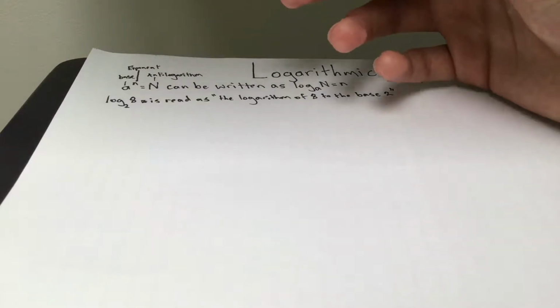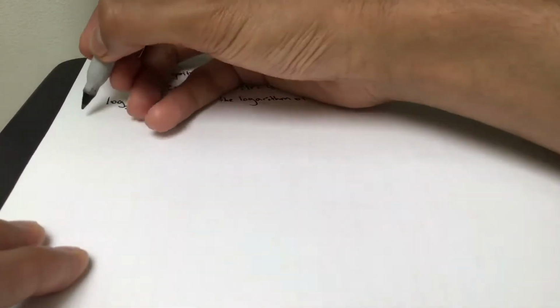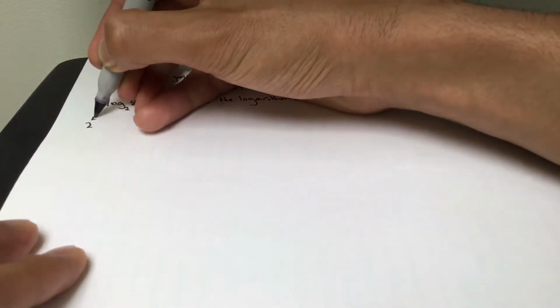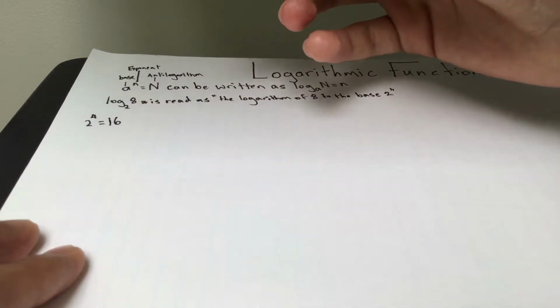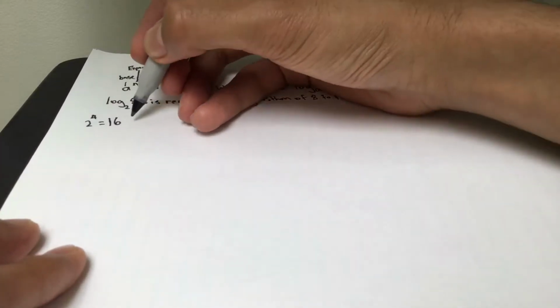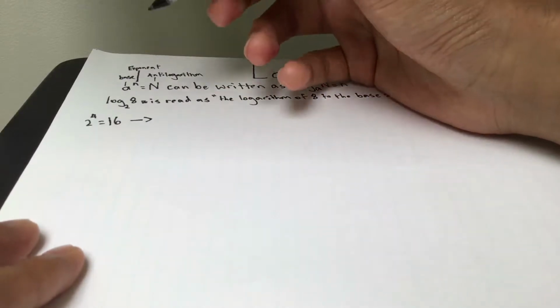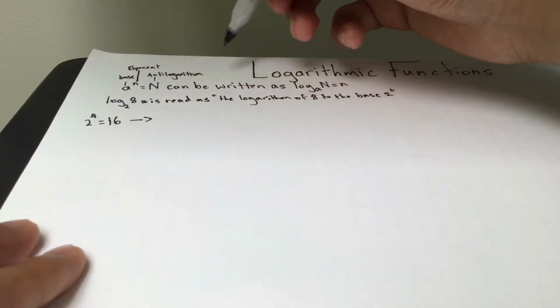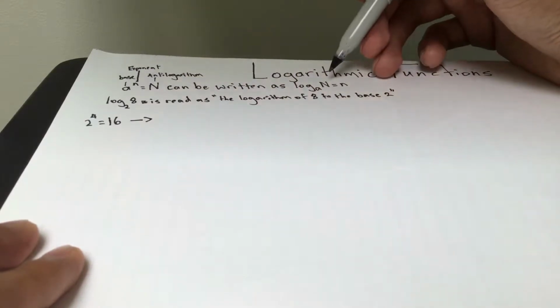Okay, so now let's get into some examples. First of all, let's say we have 2 to the power of 4 is equal to 16. That's in our exponential form. So now we have to change it to our log form. By doing this, we follow our formula. So that's in our exponential form, and that's in our log form.